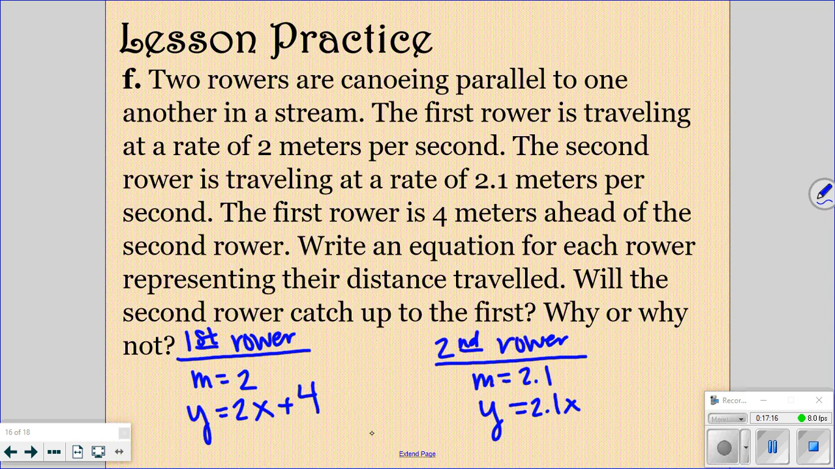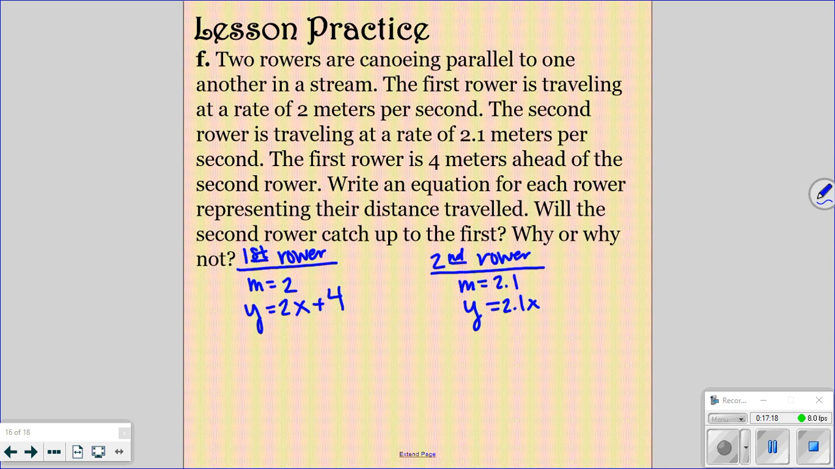So now we just need to figure out, will the second rower ever catch up? Well, we can set them equal to each other. 2x plus 4 equals 2.1x. So 4 would equal 0.1x. So x would equal 40. So that is solvable. That's how long it's going to take for the second rower to catch up to the first one. So yes, they will intersect at some point, and it's at 40.